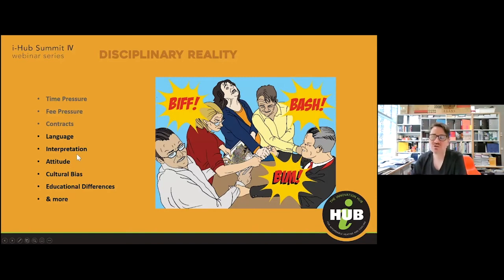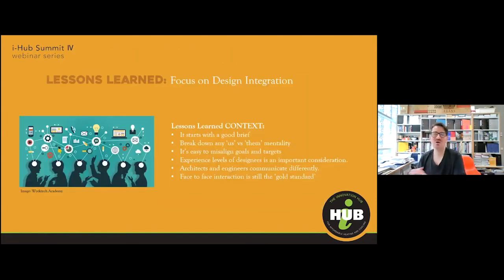So touching on the lessons learned from our integrated design studio, which feed into a document that Lou mentioned earlier, the catalyst for integrated design, I'm going to focus on three areas: context, process, and outcomes. When we talk about context to start off with, it's absolutely crucial.